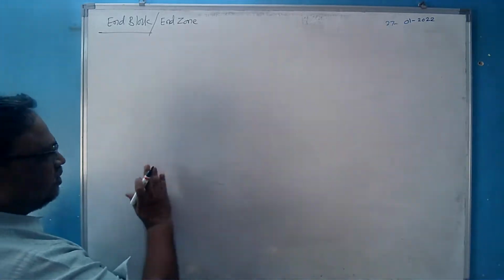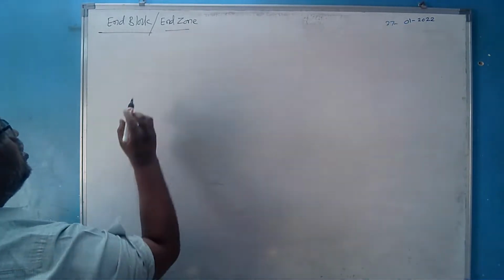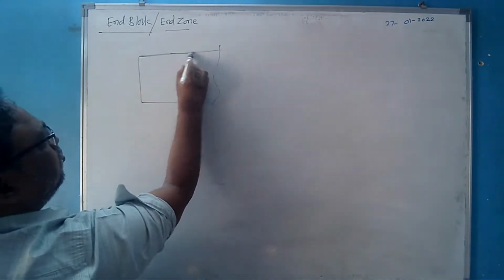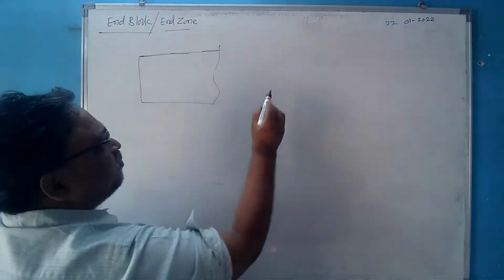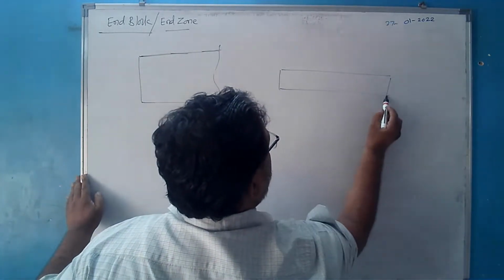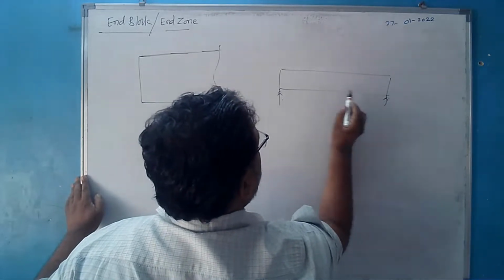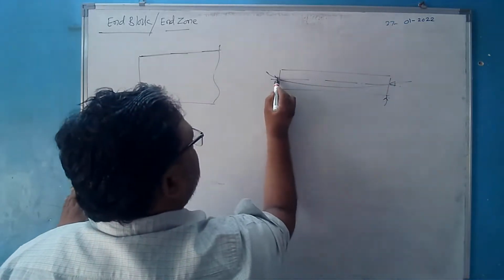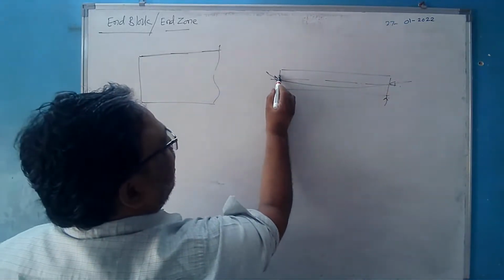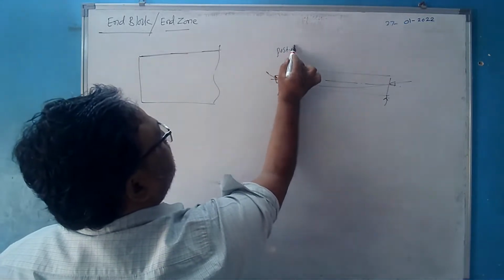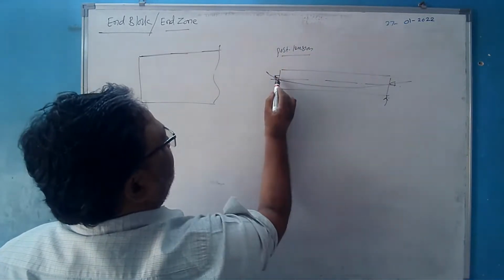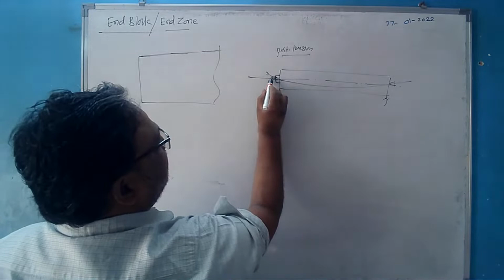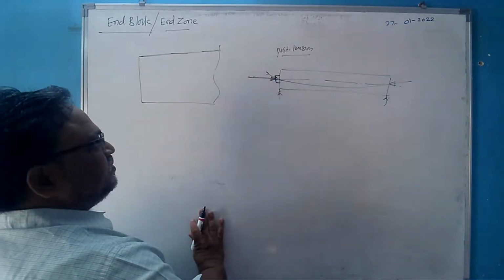See, first I will explain what this concept is. What is this end block and end zone? In case of post tension member, say this is the longitudinal view of the beam. Suppose this is a beam, the cable is provided here. In case of post tension we need to provide anchor plate. Say this is the anchor plate, and here the load will be acting. This is the prestressing force that will act here.